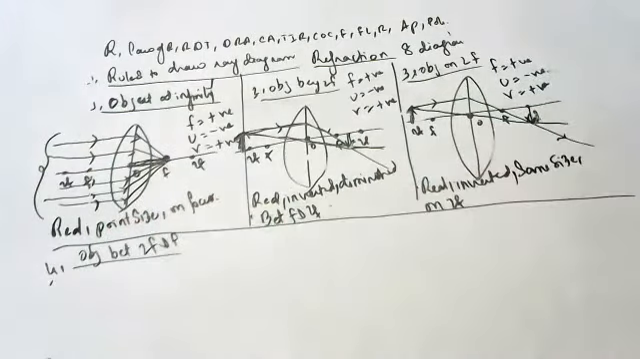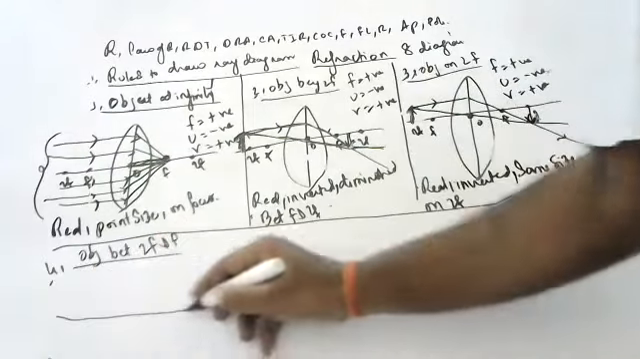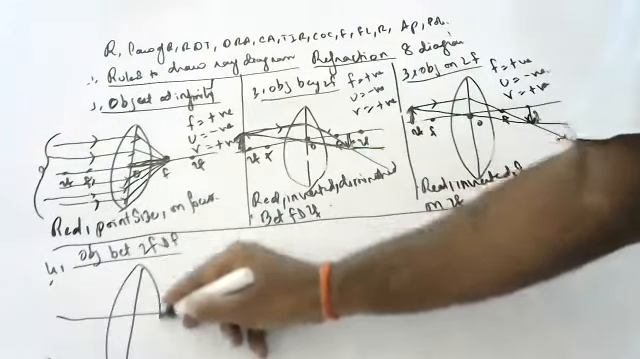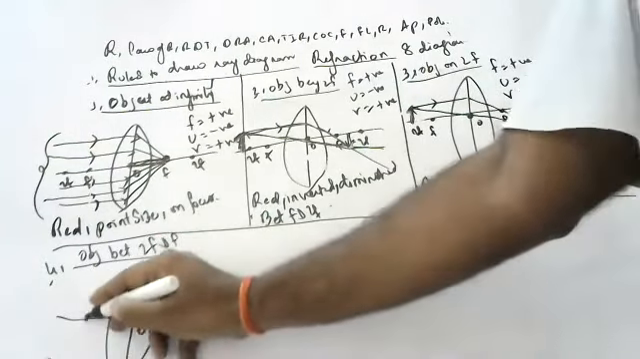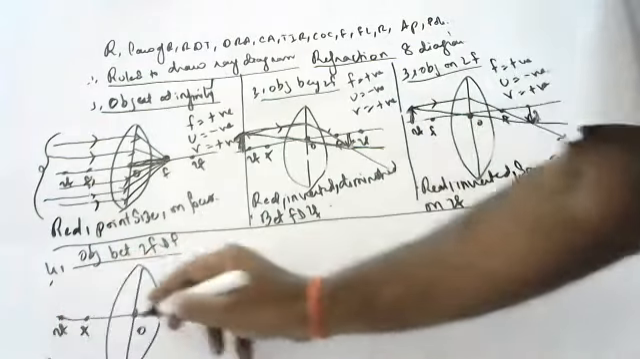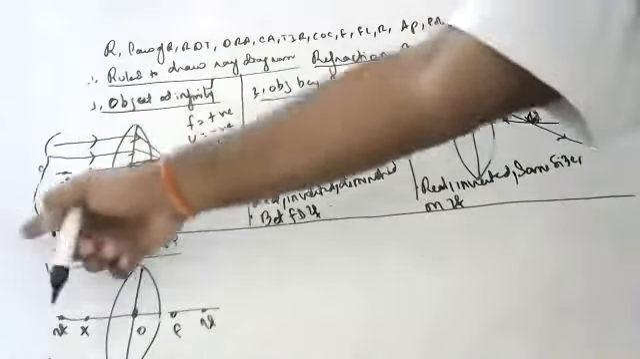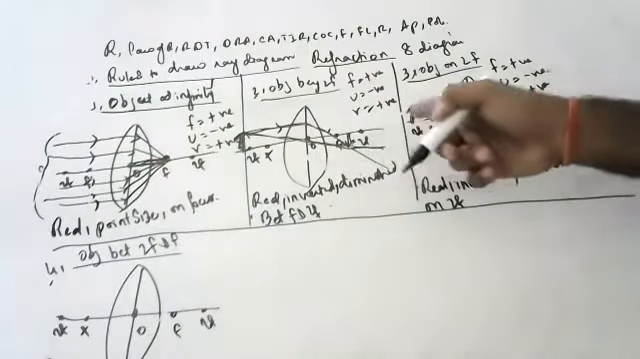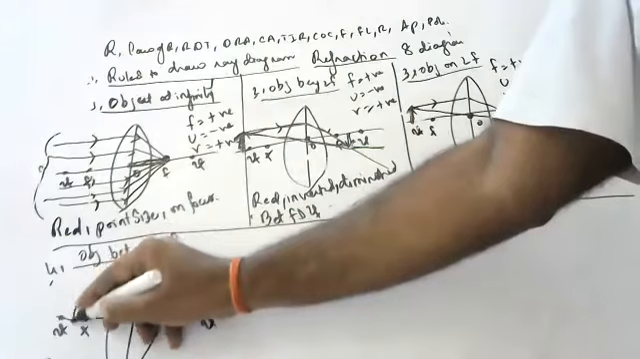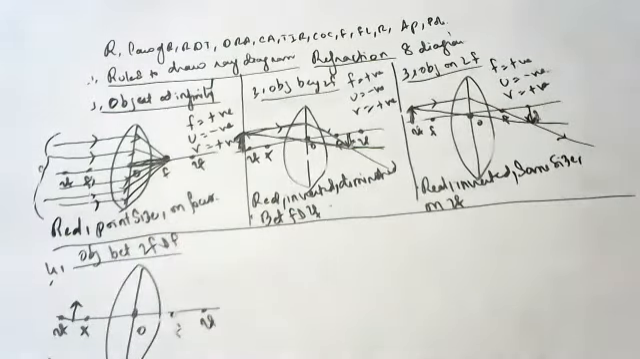Object between 2f and f, children. Now, the object is between 2f and f. Please see here, children. Where is the object? Between f and 2f. Initially the object was beyond 2f, next on 2f, and now we'll keep the object between f and 2f.